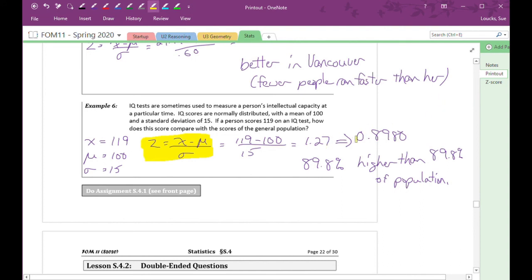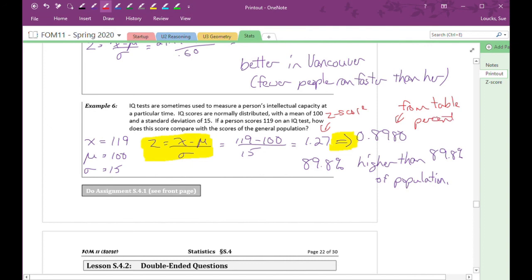The other thing I want to say is notice that I do not use an equal sign here because 1.27 does not equal 0.8980, but 1.27 as a z-score leads us to 0.8980 from the z-score table. Okay, so an arrow is okay, an equal sign is not. This is the z-score. Okay, we get z equals, and this is from the table. This is the percent. This is from the inside of the table. Okay. All right. There you go.